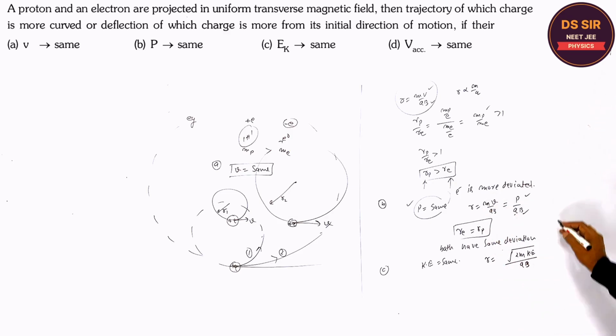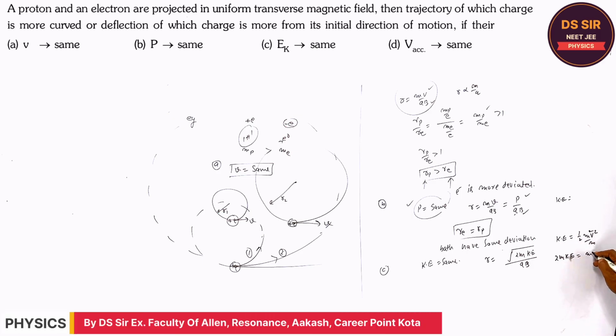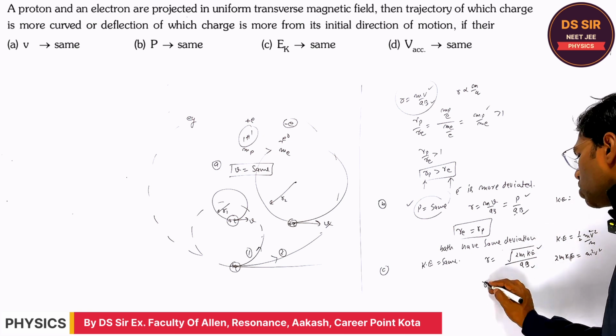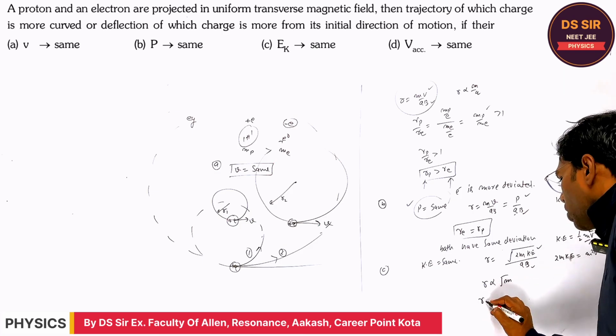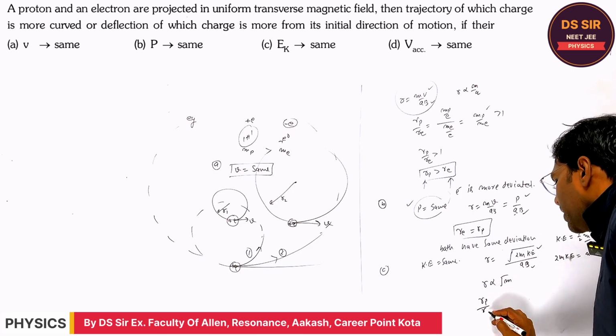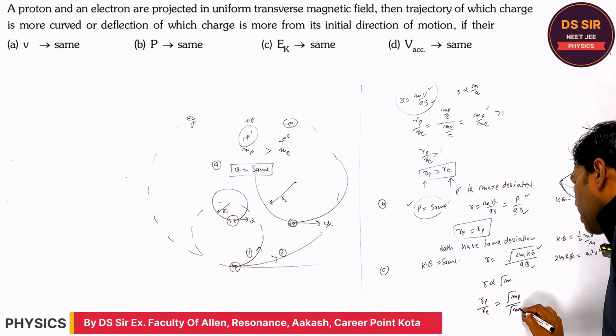Kinetic energy is half mv square, multiply by m and m. So 2m into kinetic energy must be equal to m square v square. So kinetic energy is same, B is same and charge is also same. So r is proportional to root of mass m. So the radius of proton and radius of electron is proportional to root of mass of proton and mass of electron.